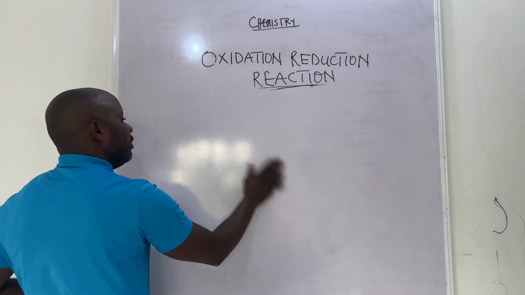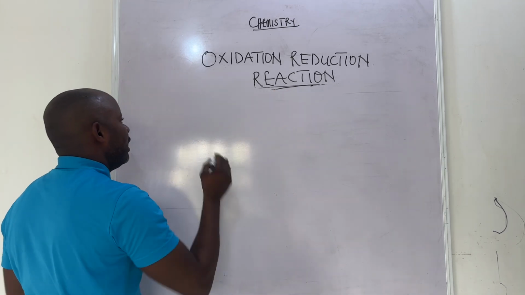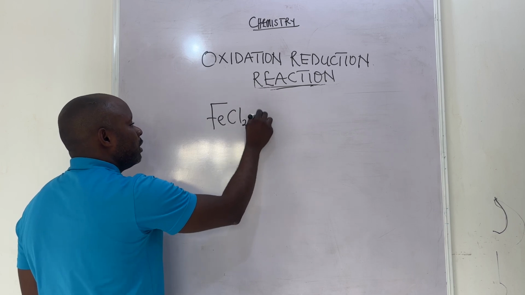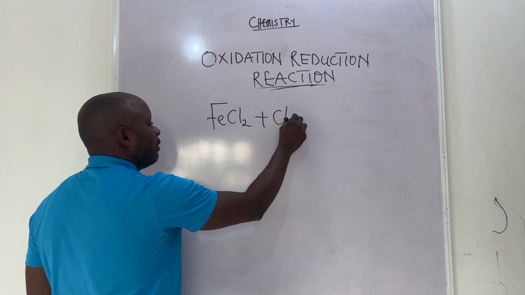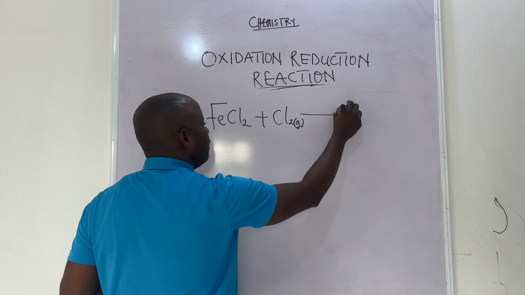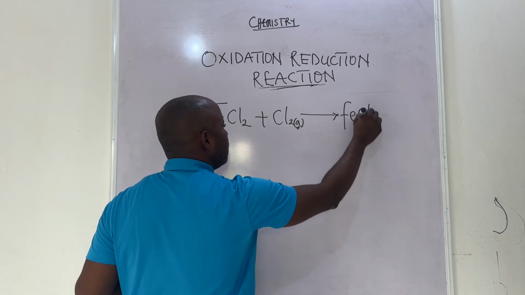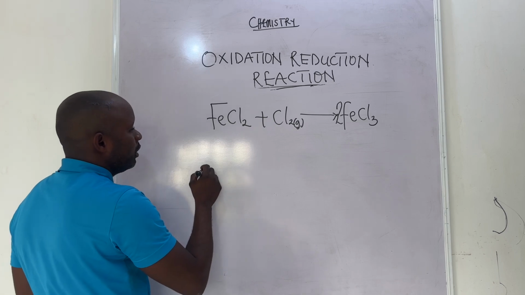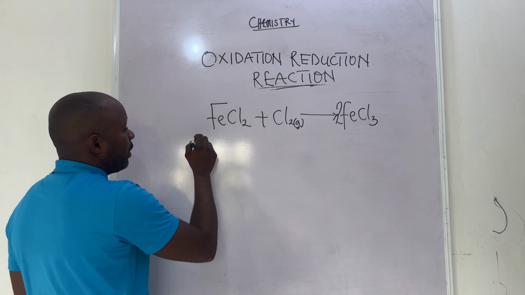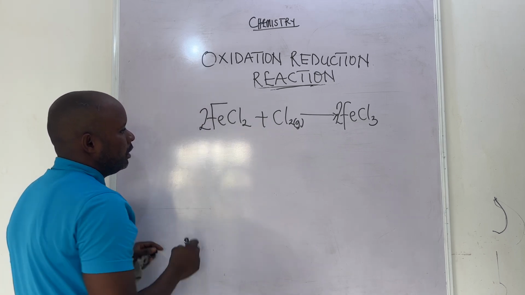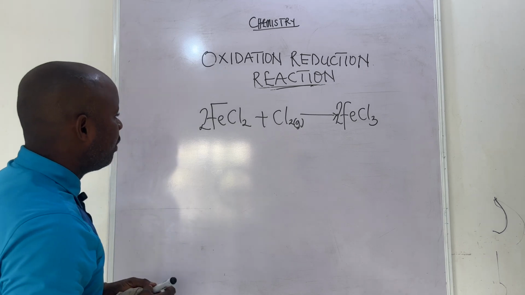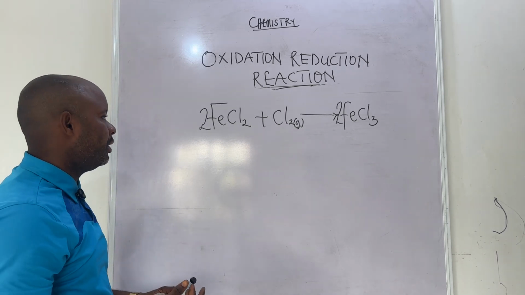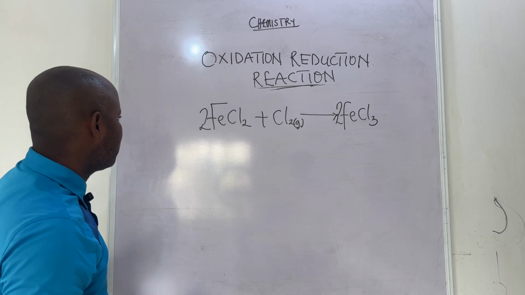Let's take another example. Let's use a very familiar one, iron chloride plus chlorine gas, for instance, to give FeCl3. 6Cl, 6, we have 2, yeah, it's balanced. So how can we identify the reducing and oxidizing agent here? So in this aspect, let's use this.